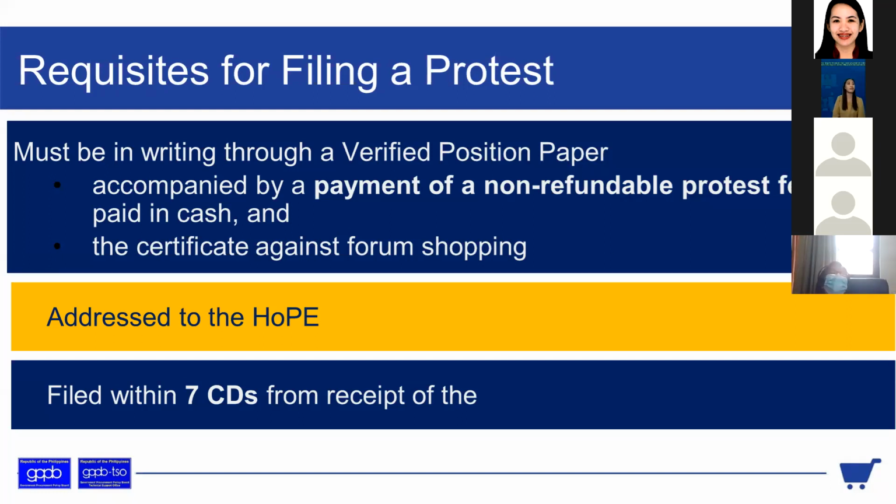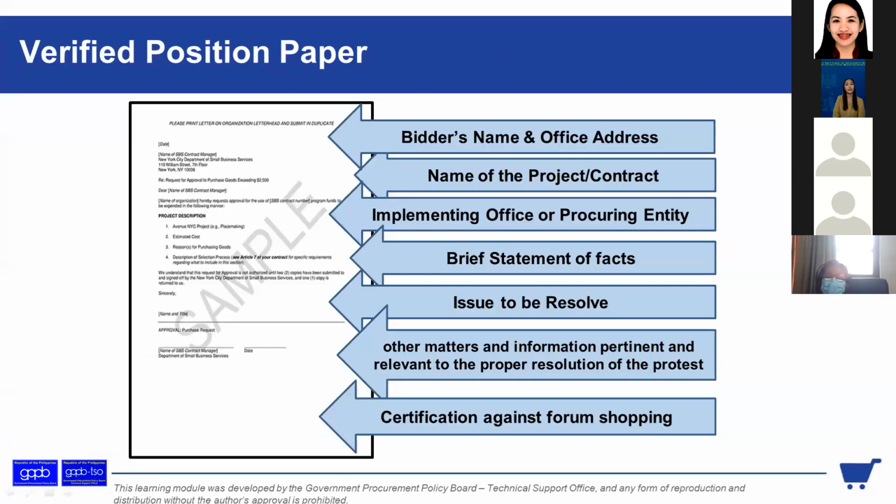This is an example of the verified position paper. So, yan. As long as ang cover letter niya, there must be a bidder's name, an office address, the name of the project or the contract. Kasi pwede kasi isang bidder, marami siyang contract dyan sa procuring entity, no? Ulit-ulit siya. Implementing office or procuring entity, brief statement of facts, issues to be resolved, and other matters. There must be an issue to be resolved. Dapat may mali siya na na-point out, and that mali is the issue that is to be resolved.